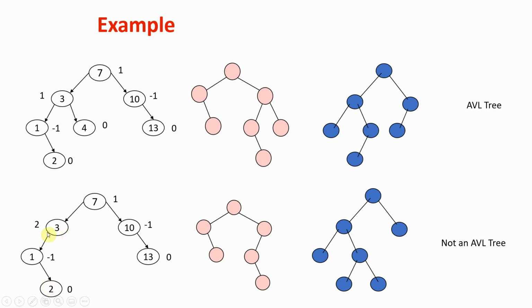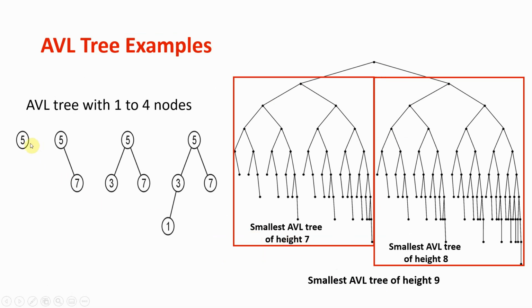If any of the nodes, even one node, doesn't satisfy the AVL property, this is not an AVL tree. And you can see for these two examples that these are also not AVL. You can, for example, find the balance factor for this node, or for the root. Now you can see that this is an AVL tree. It's not complete, but still an AVL tree. It's a BST, it's AVL. This one, it is AVL. This one, it is AVL.